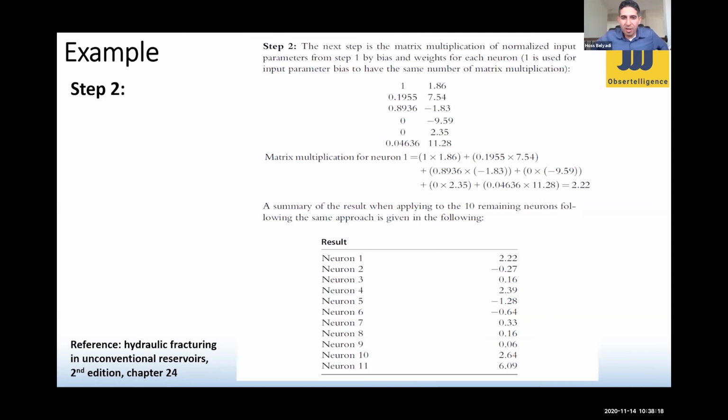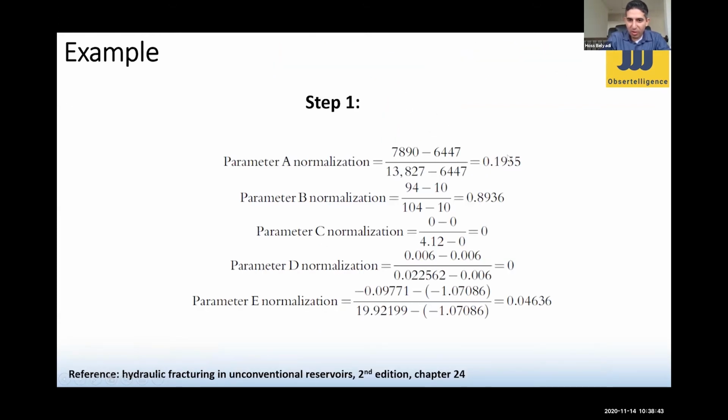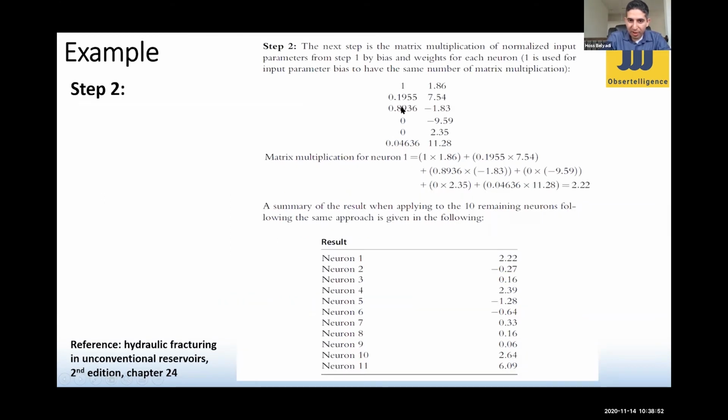So step 2 now. Step 2 is, if you remember, the matrix multiplication of the normalized input parameters from step 1 by the bias and weights of each neuron. So let's just think about these numbers here. You see this 0.1955? This came from here: 0.1955, 0.8936, 0, and 0.046. So these are my input features.